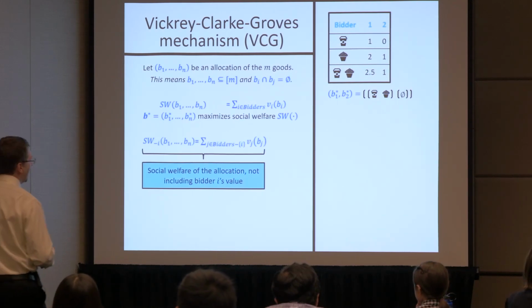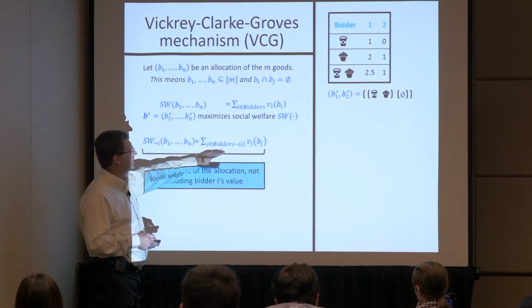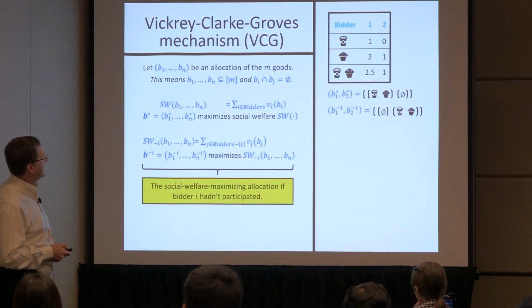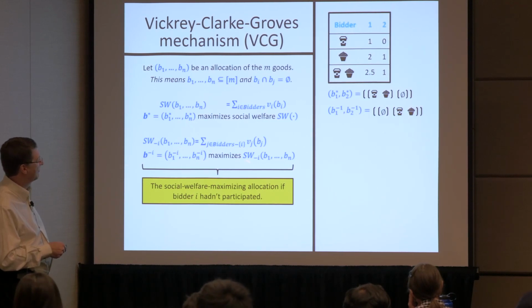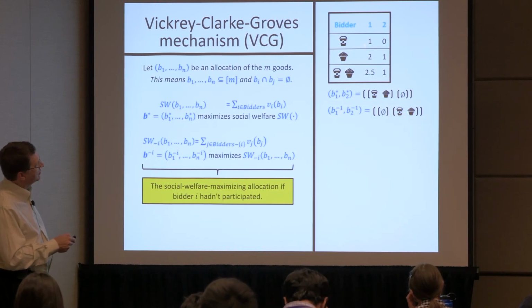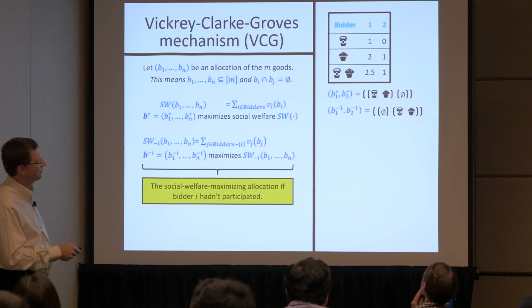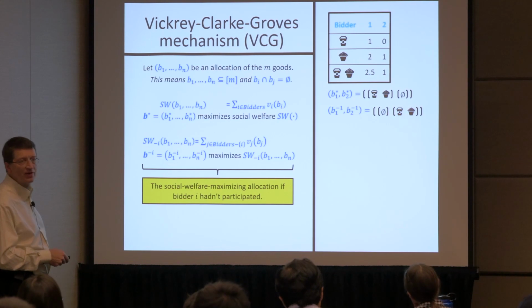Social welfare minus i is the sum of the other bidders' valuations in the allocation except agent i. And B minus i is a solution that would maximize social welfare of the other bidders. So here, if bidder 1 didn't show up, so this column didn't exist, we would give either the muffin or both the coffee and the muffin to bidder 2. So this would be one of the optimal allocations. It's where bidder 1 gets nothing, bidder 2 gets both of the items.